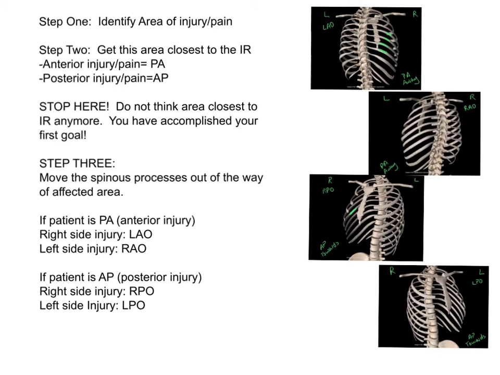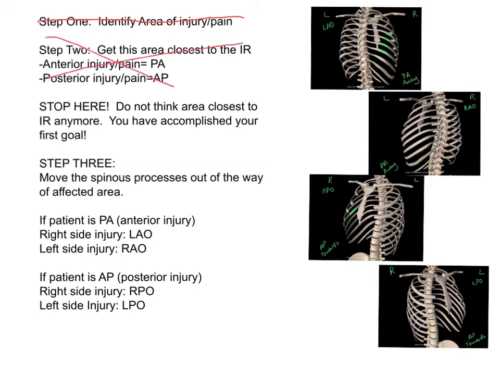Now remember, we've already completed step 1, which is identify the area of pain. So we're going to cross that off of our list. Step 2 was to get this area closest to the IR, which we just did in our above diaphragm ribs. Anterior injury or pain is a PA projection. Posterior injury or pain is an AP projection. So we've completed successfully step 2.